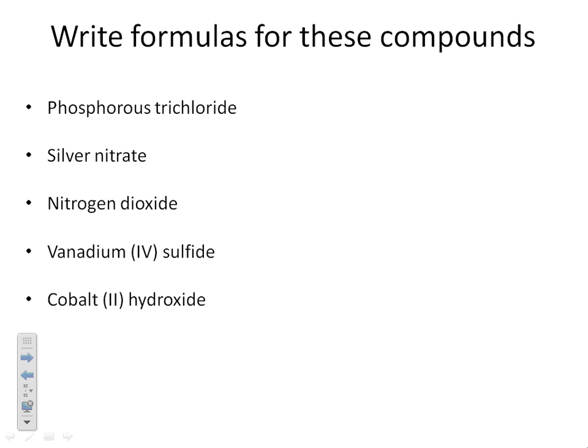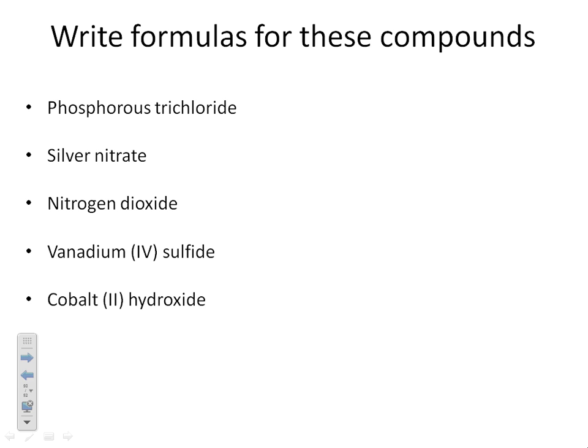Additionally, the prefix on that second element, in the second half of the name, is a major tip-off that we've got covalent bonding. So, covalent bonding. What do we do? Just turn the prefixes into subscripts, and that's it.